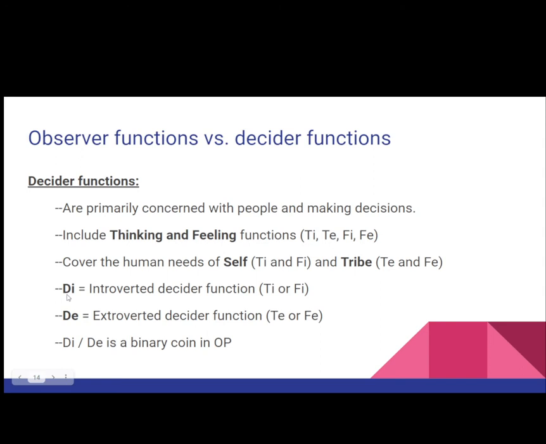DI is the abbreviation for an introverted decider function, and DE is the abbreviation for an extroverted decider function. So DI and DE makes up another binary coin in objective personality. So on the DI side, you have self. On the DE side, you have tribe. So those that have a stronger human need for self will have a weaker human need for tribe and vice versa. Everybody has everything, but one side is going to be stronger than another.